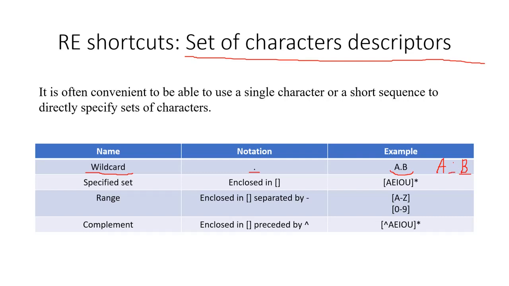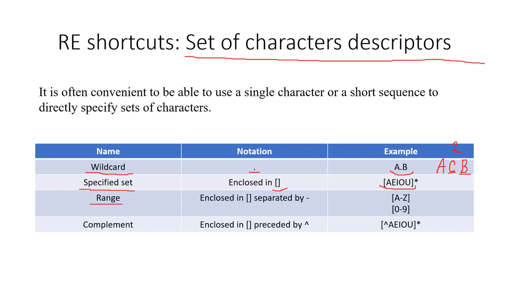So here it can be, for example, C, it can be D, it can be even 2 or 3, and all of this would satisfy our condition, but it should be only a single character between A and B. Second is the specified set, and we use the square brackets. Square brackets mean any of these characters. And here we have the closure operator, which means that any of the characters may repeat 0 or more times.